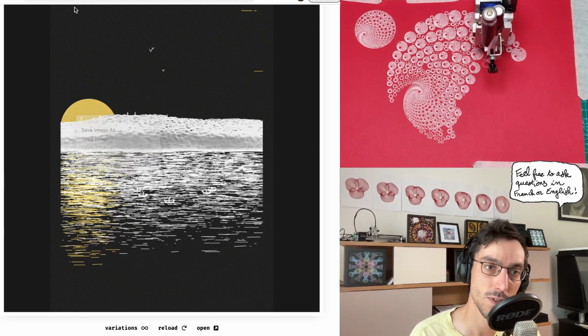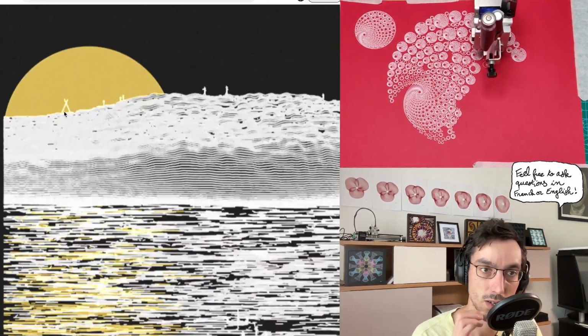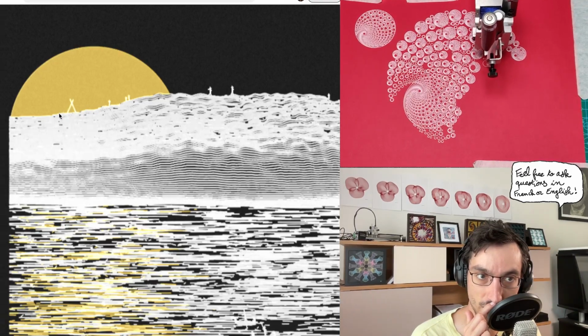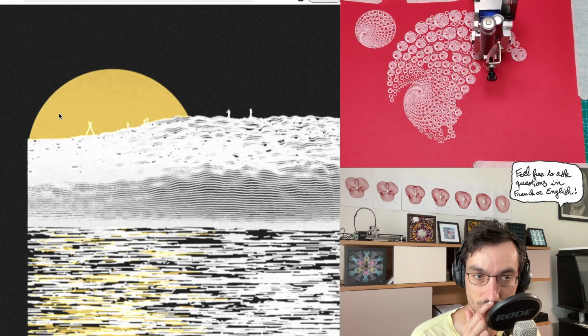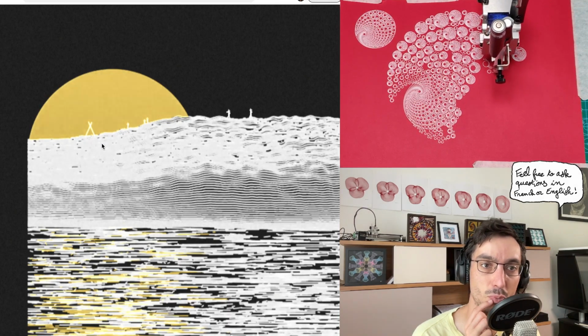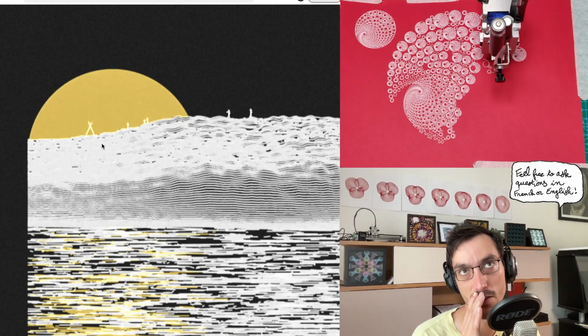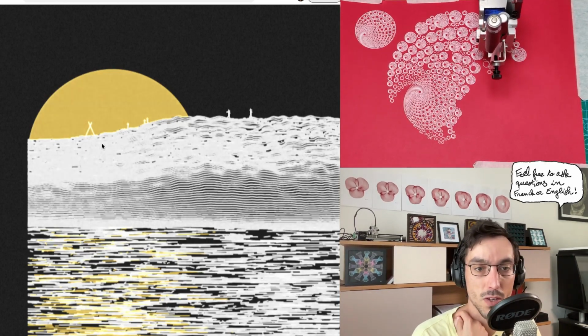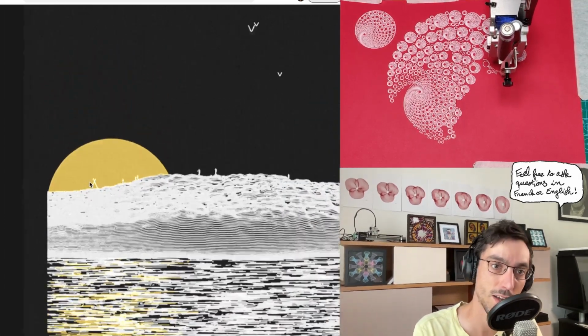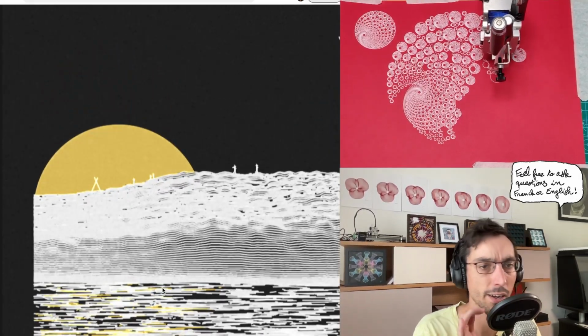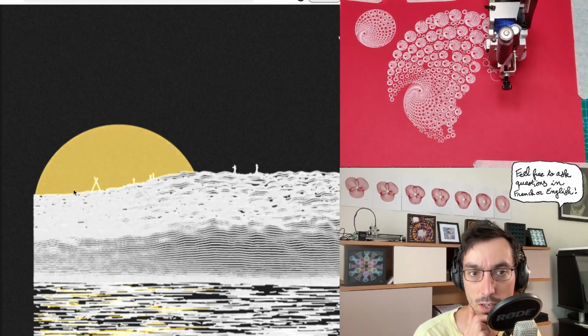And for the black, it's a bit different actually. It can work like that because the white is done. That's a good question. I think I will have to plot the yellow first. Yeah, that's it. So the sun is going to be plotted first in that case. It's very rare, but you can have some of those like that as well.